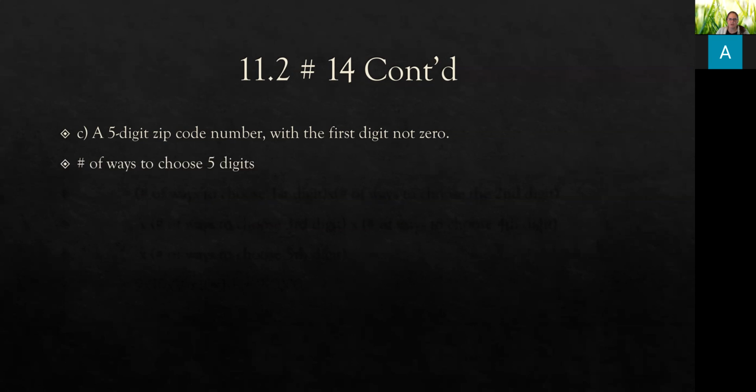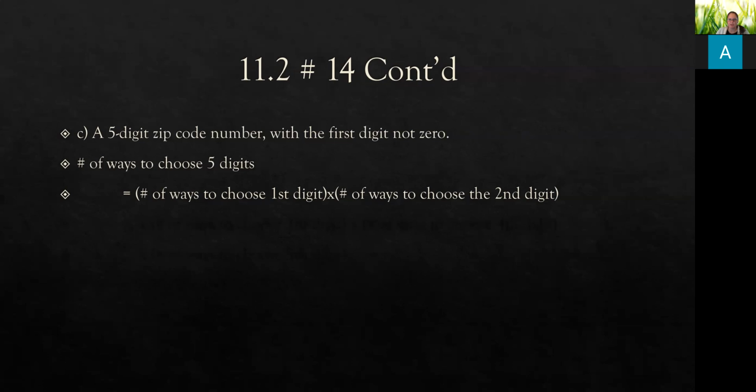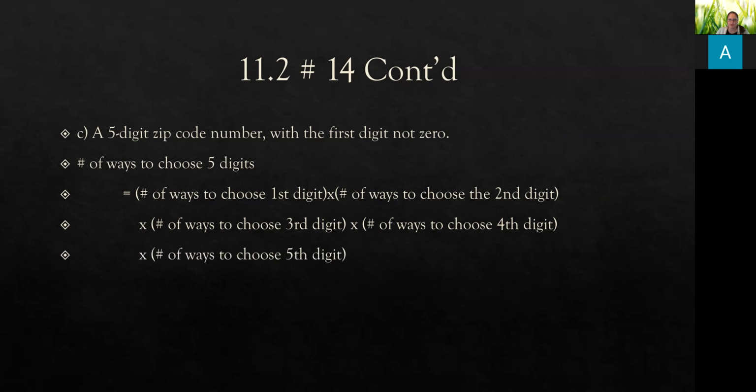The number of ways to choose the 5 digits is the number of ways to choose the first digit, times the number of ways to choose the second digit, times the number of ways to choose the third digit, times the number of ways to choose the fourth digit, times the number of ways to choose the 5th digit. And the only restriction is that the first digit can't be 0. So there's only 9 choices for the first digit. And then there's 10 choices for the second digit, and also for the third, and also for the fourth, and also for the 5th. And that gives you 90,000 different possibilities.